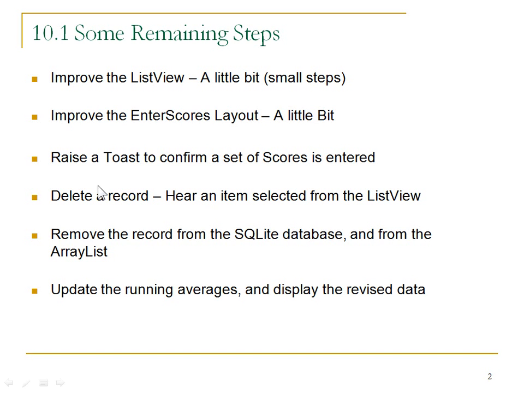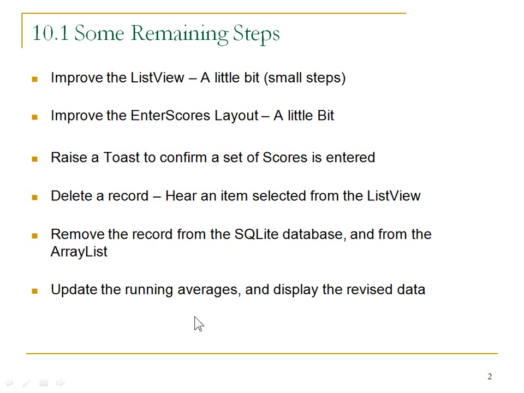Okay, and the big thing that we're going to do is to delete a record. So we'll hear an item being selected from the list view, and we will put up a dialog asking them, do they really want to delete that? And we will remove the record from the SQLite database and from the array list. And if you take a piece of data out of the middle, then we have to remember to update all of the running averages and to display the revised data.